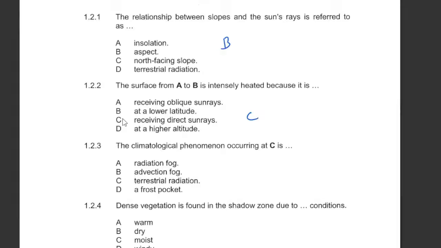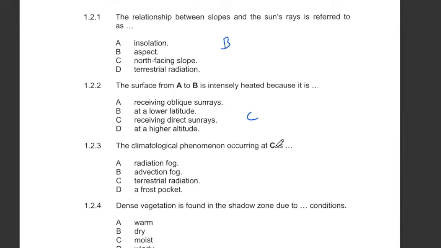Dense vegetation is found. Are we there? No, we're done with this one.